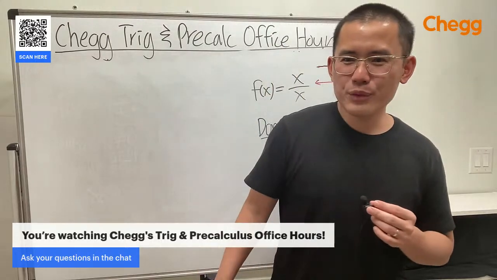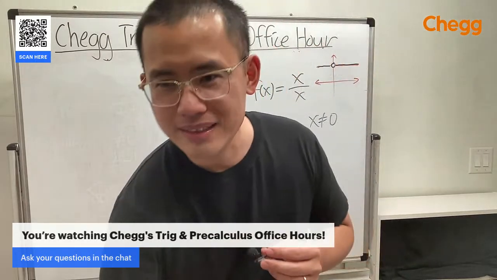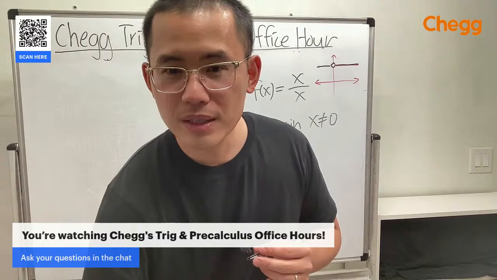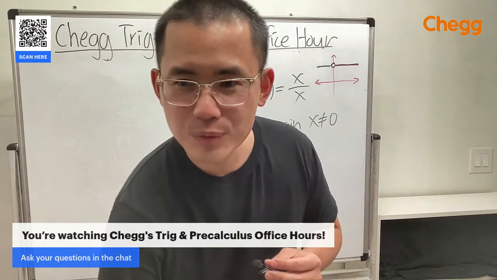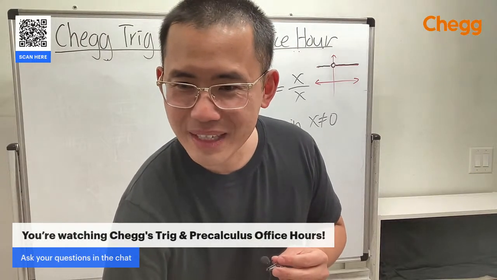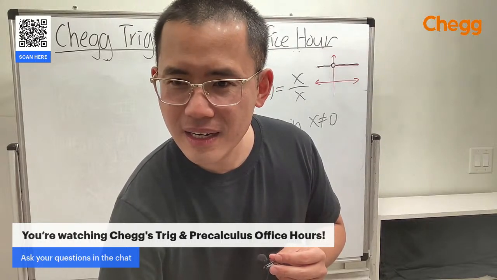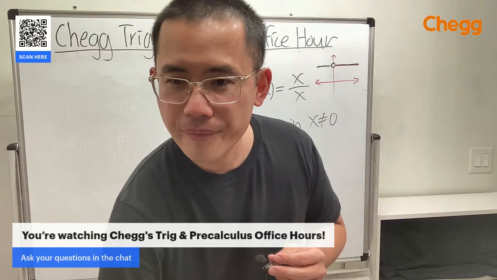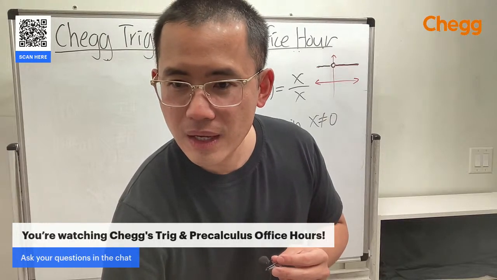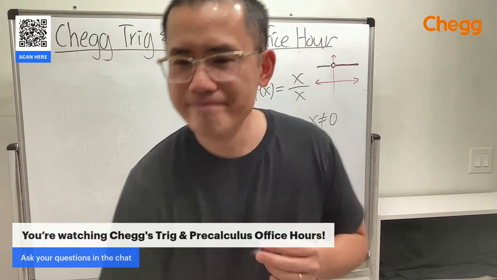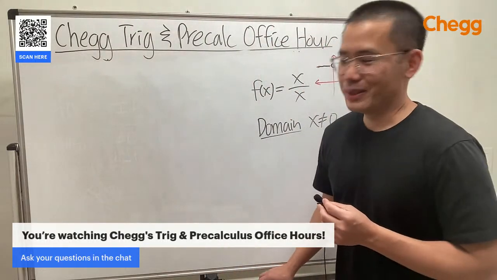Sorry, for the area of rotation, that will be on Thursday for the calculus office hour. Right here, we are talking about trig. So that's the goal for today. Again, we cannot do calculus.